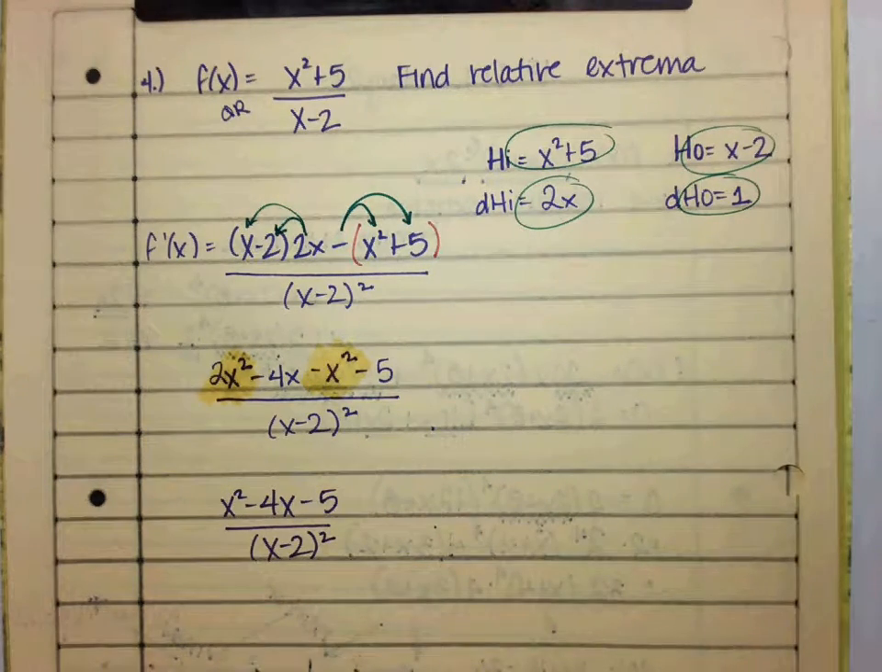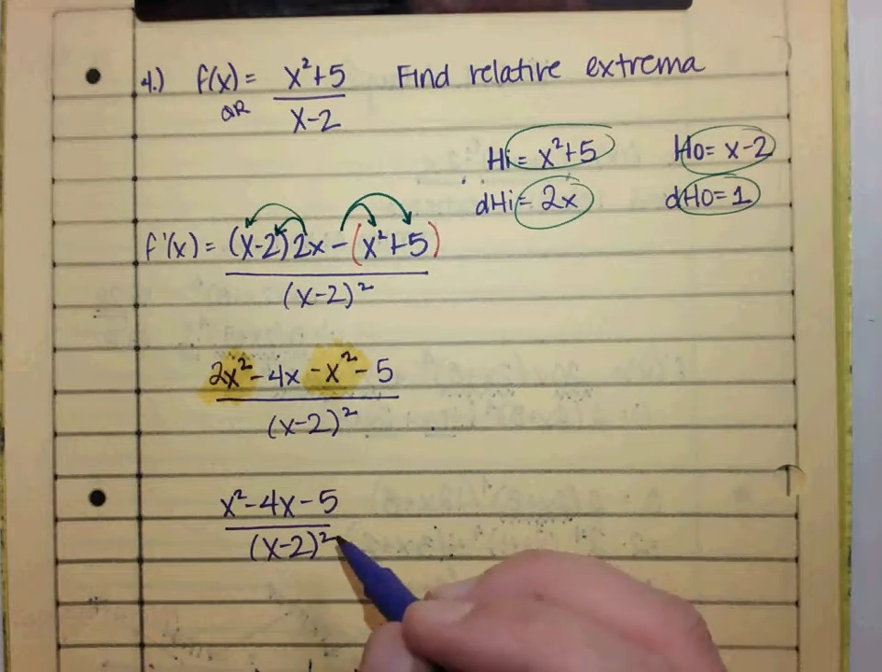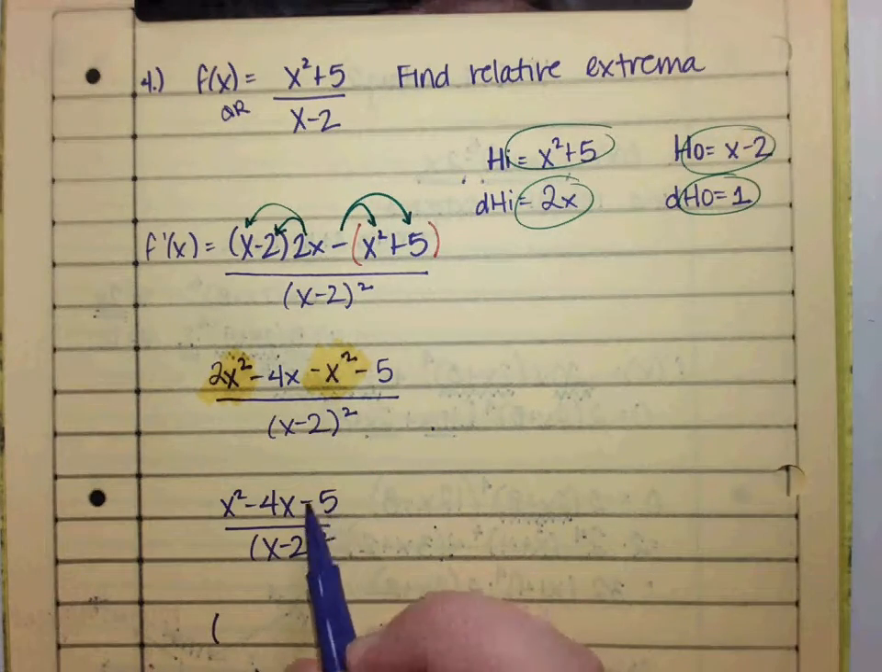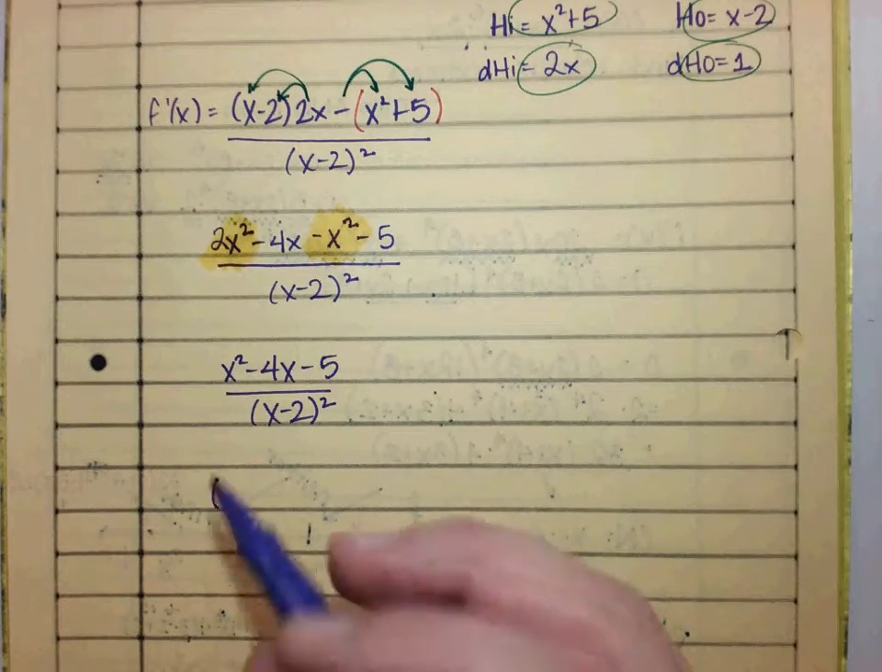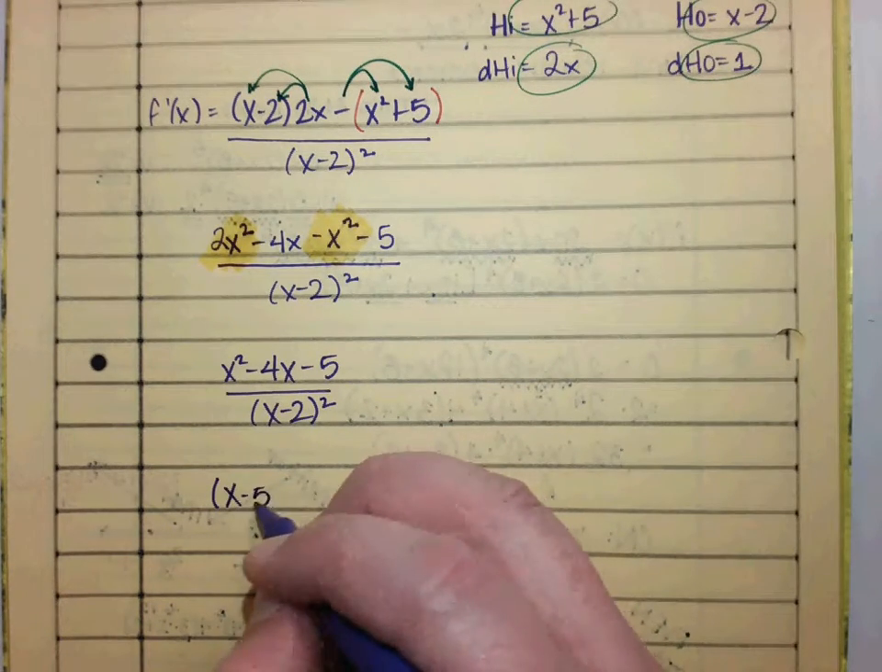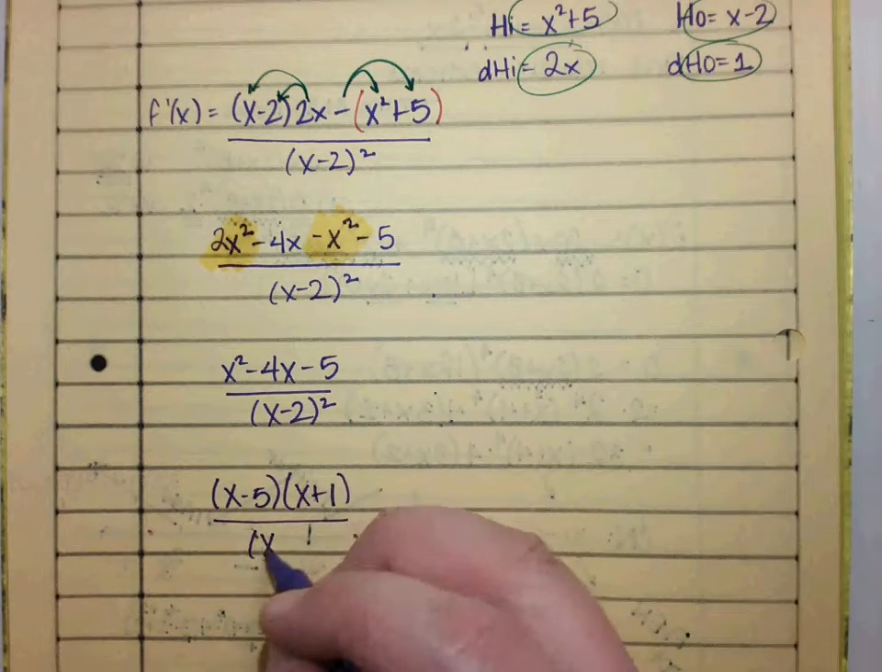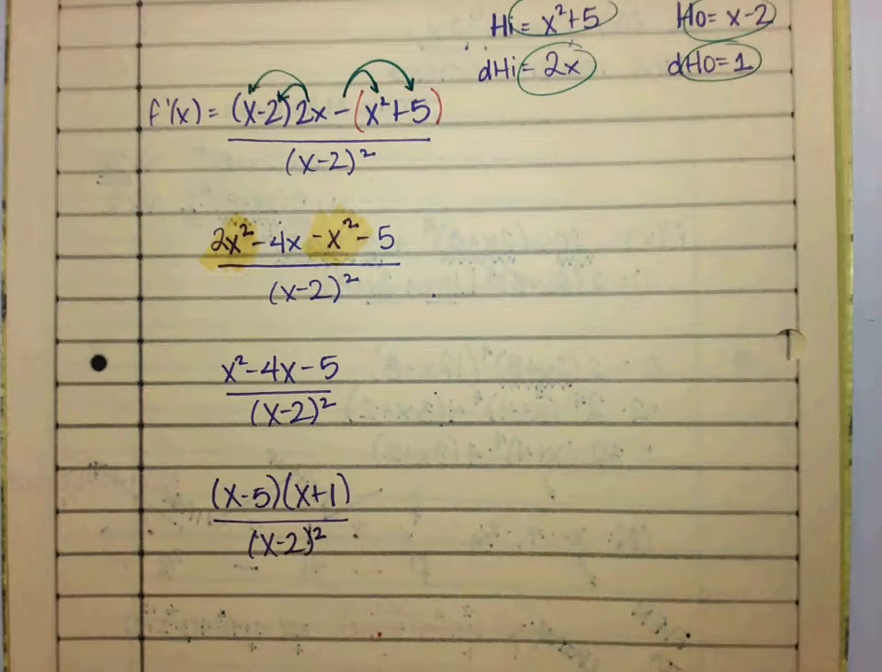Now, when you have a derivative that is a quotient or that has a fraction, you need to factor the whole thing. So from the top, I need numbers that multiply to negative 5 and have a difference of negative 4. I'm going to use x minus 5 and x plus 1. x minus 2 squared is still on the bottom.